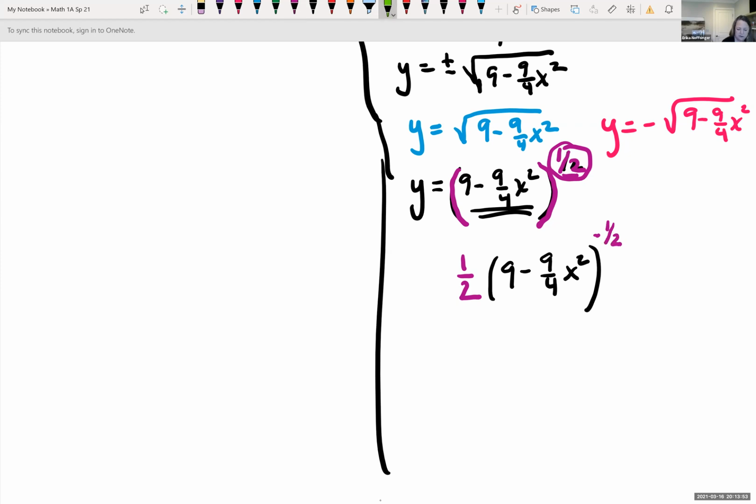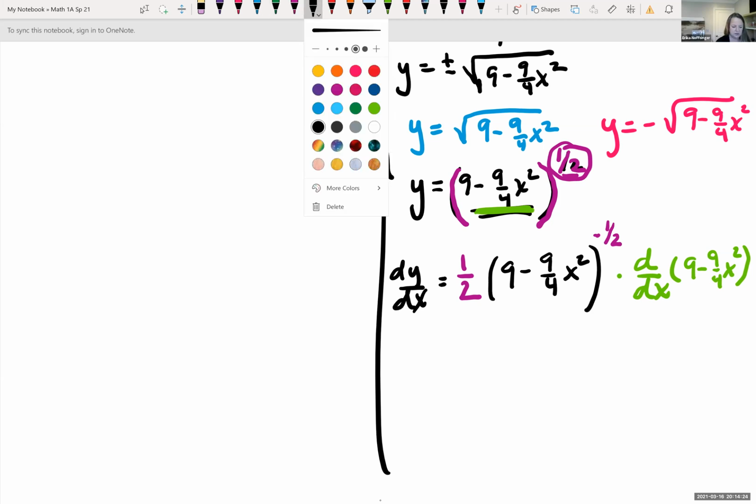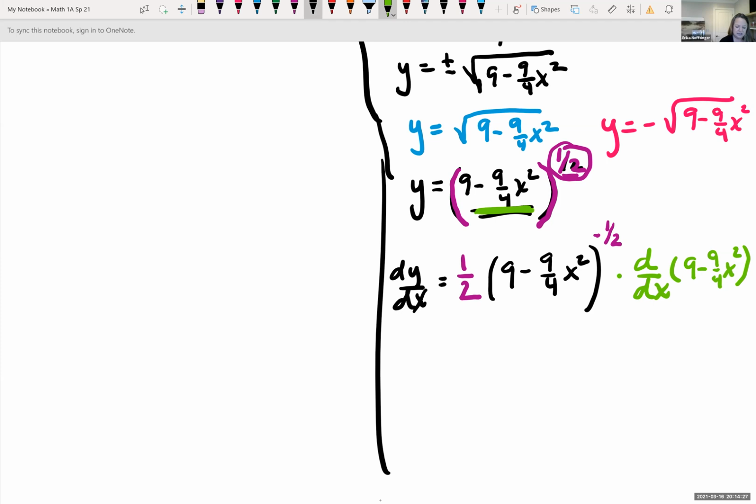And this is where you need to remember that we're taking the derivative of the inside. So a lot of times, maybe just writing that you're doing that d/dx of the inside, 9 minus 9 fourths x squared. The derivative of y is 1 dy/dx. Okay, so let's clean it up a little bit, and take the derivative of the inside because we haven't done that yet.